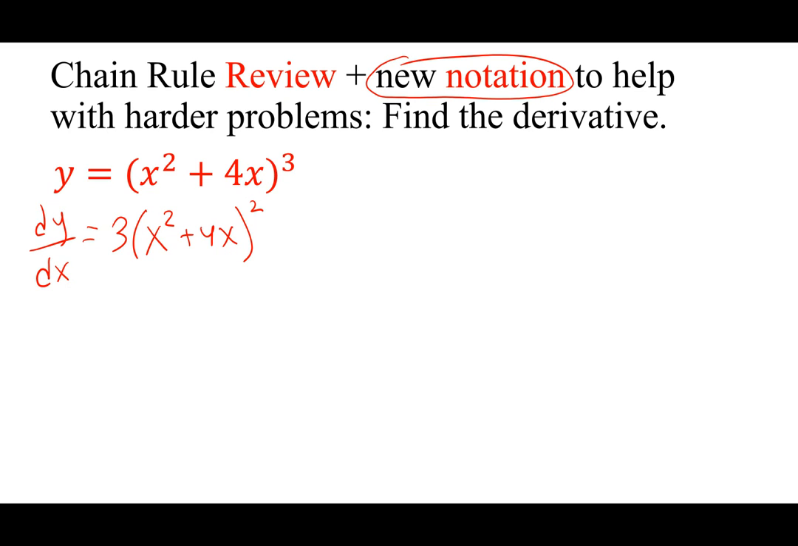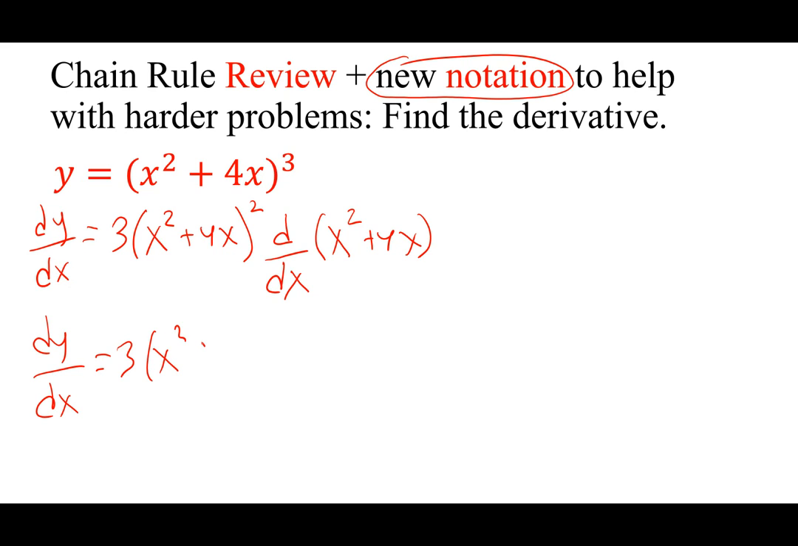And then here's where the new notation is, and it's really just a reminder. You now have to take the derivative of the inside. What you're actually doing is taking the derivative in terms of x of the inside, which is x squared plus 4x. So really, you're just writing out first what it is you're taking the derivative in terms of what variable before you actually do it. So then once you've written out what it is you're going to do, you go ahead and do it. So 3 times x squared plus 4x squared. If you take the derivative of x squared plus 4x in terms of x, that's 2x plus 4.